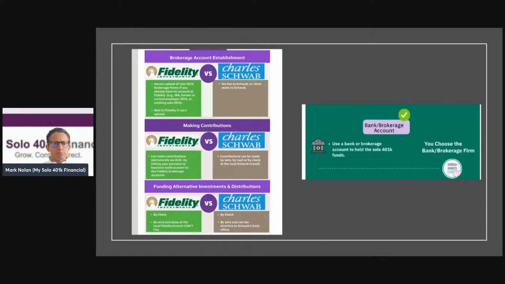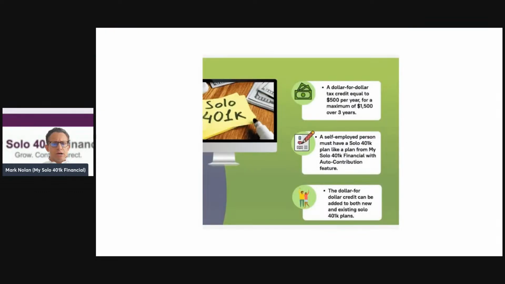So for those who open a self-directed solo 401k plan offered by My Solo 401k Financial in 2025, they're going to be able to get a $1,500 auto contribution credit. That's going to be spread out over 3 years in $500 increments. It's essentially a way for the government to get more individuals, specifically self-employed individuals, to start saving for retirement. So they've decided to effectively subsidize your solo 401k plan by covering those fees that apply to a solo 401k plan by offering the auto contribution credit.